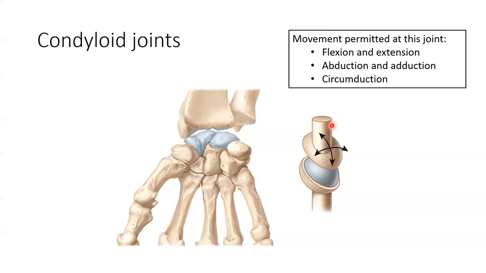Some examples of our condyloid joints are the radiocarpal or our wrist joints, so here we've got the concave and the convex surfaces there, and the metacarpophalangeal joints between the metacarpals and the proximal phalanges, which would be down here.